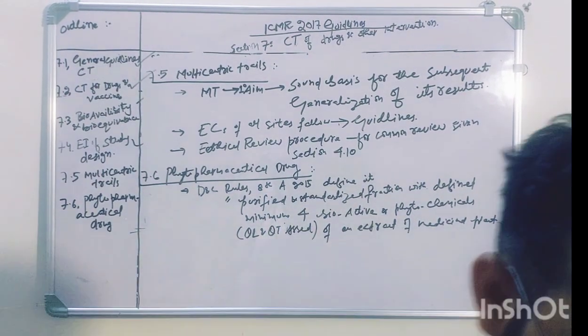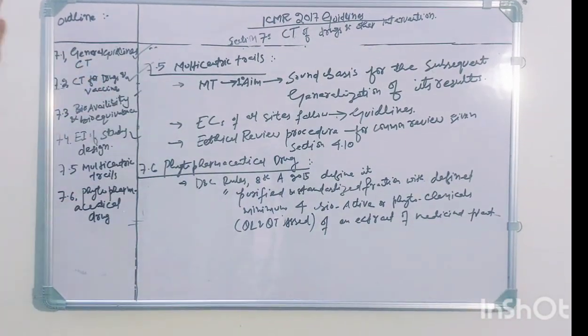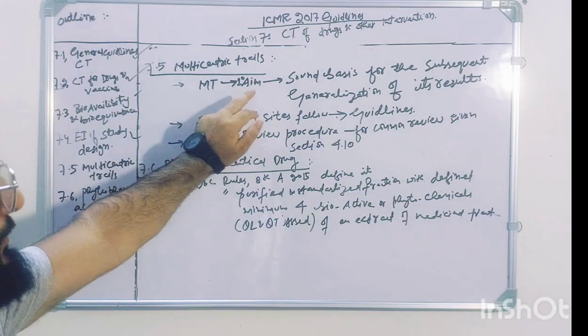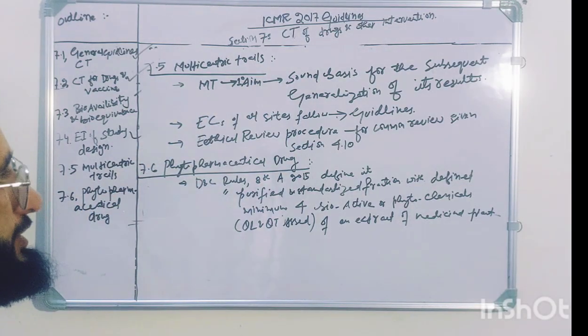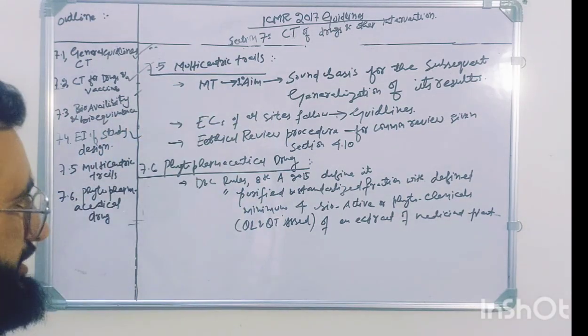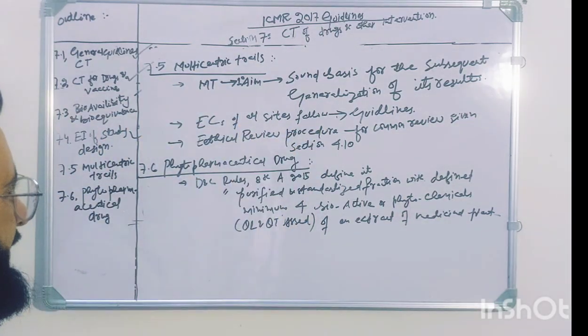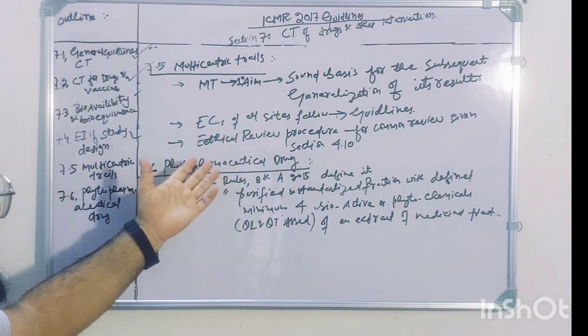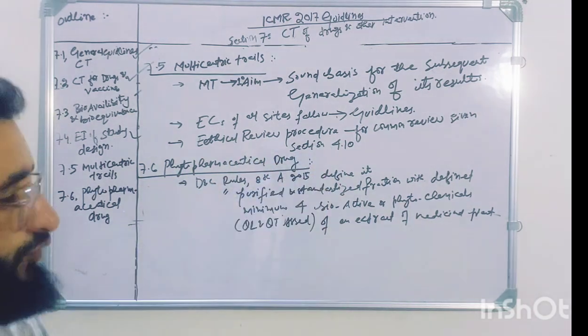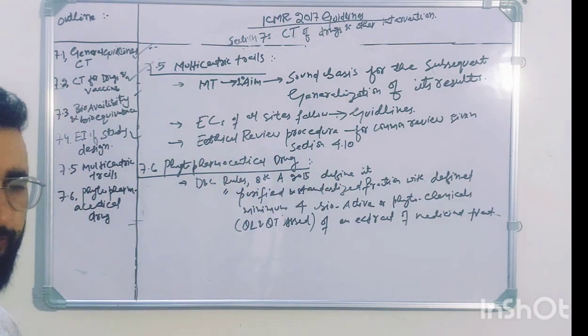Then the next topic the ICMR has discussed is multi-centric trials, 7.5. The multi-centric trials are carried out with the primary aim of providing a sound basis for subsequent generalization of the results. The ethics committees of all sites should follow the guidelines, and the trial should be carried out in accordance with them. The ethical review procedure for the common review is given in section 4.10. So these are the things which the ICMR mentioned here.